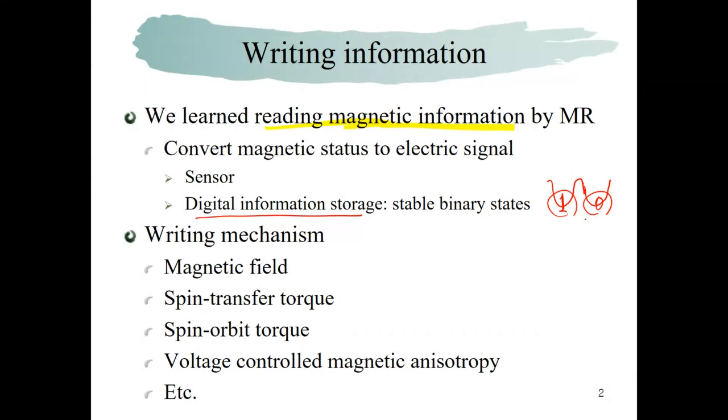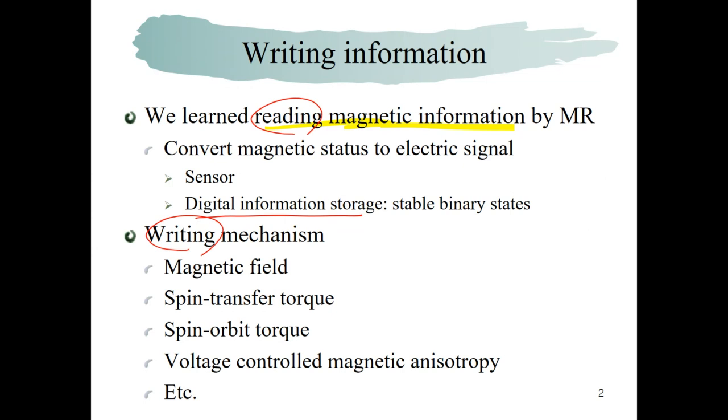But in other words, we need some kind of mechanism to change the status from state 1 to the other one. So we need some kind of mechanism to overcome this energy barrier. So far we learned about the reading. And now I want to talk about the writing mechanism, especially for the magnetic devices.